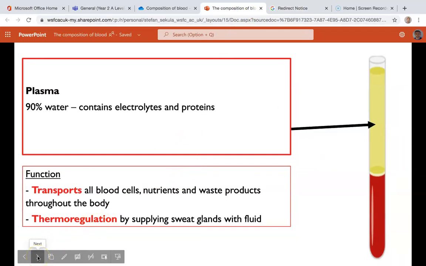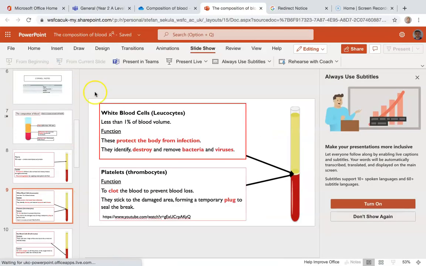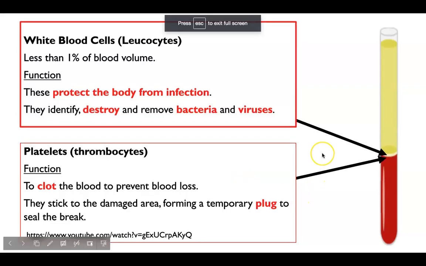So if we move on to white blood cells, they make up less than 1% of blood volume. Their function is to protect the body from infection, to identify and destroy, and remove bacteria and viruses. So that is the function of white blood cells.